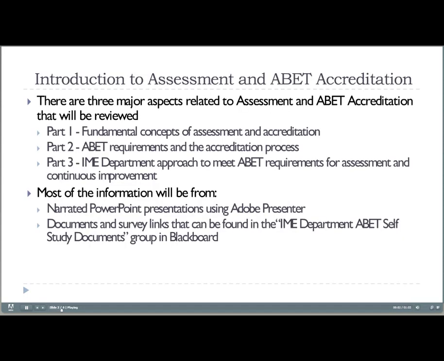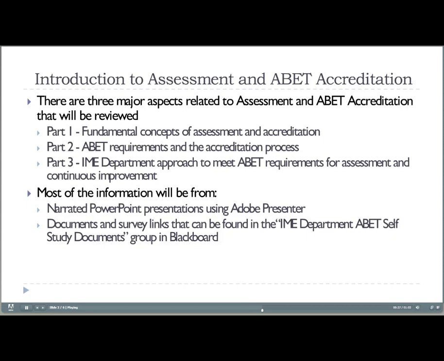Part one of this three-part series is devoted to the fundamentals of assessment and accreditation that are well known in the world of education. Part 2 gets more specific and talks about the Accreditation Board for Engineering and Technology requirements, that's ABET, and the accreditation process we use there. And then Part 3 is more specific to our department in how we are approaching meeting the ABET requirements.